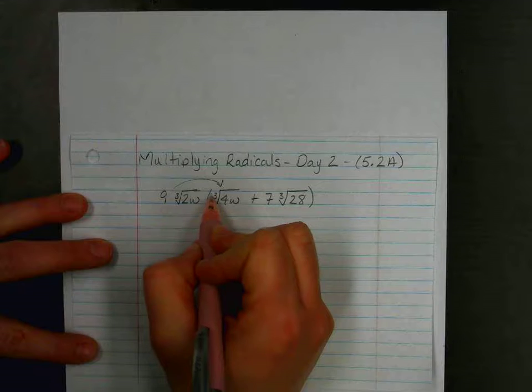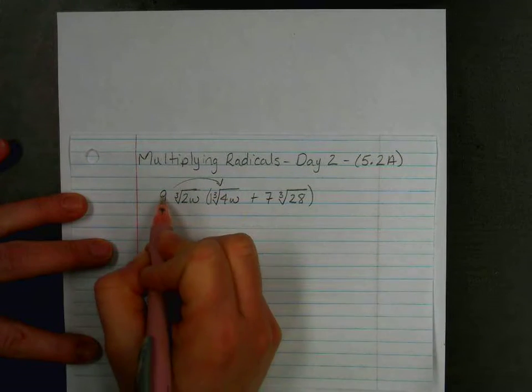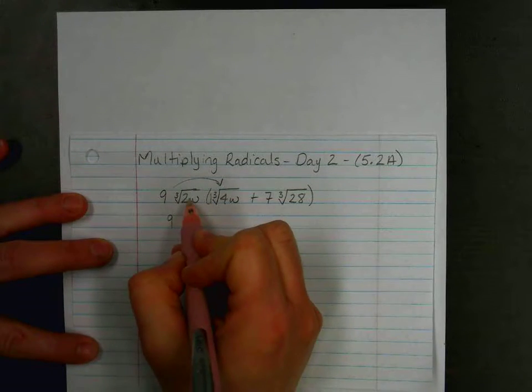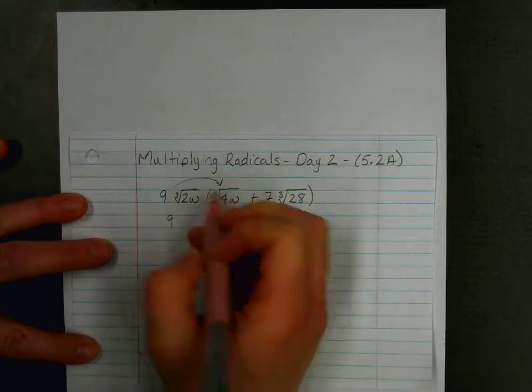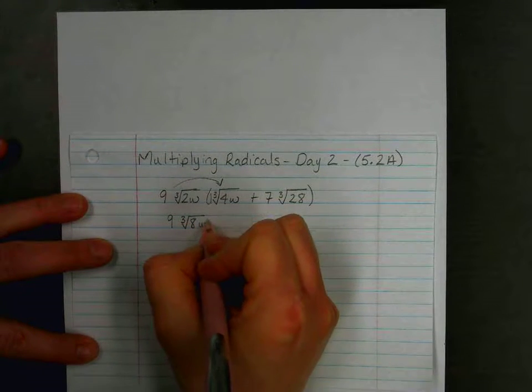Well, the coefficient in front of this radical is a 1 if nothing's there. So I'm going to take a 9 times 1, which gives me 9. A cube root of 2w times a cube root of 4w is going to give me a cube root of 8w squared.